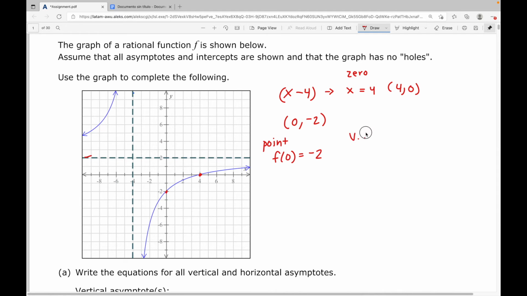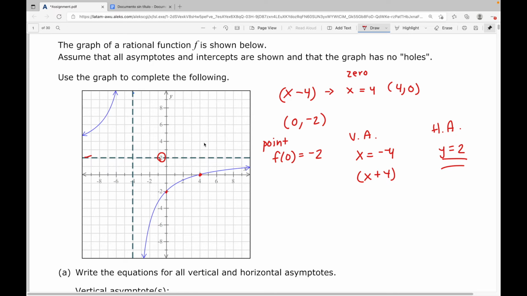Something important also is the vertical asymptotes. We have just one, which is -4, which will be translated as x plus 4. And we have a horizontal asymptote, which is 2, right? y equals 2. This one will be important when we want to get the A, okay?